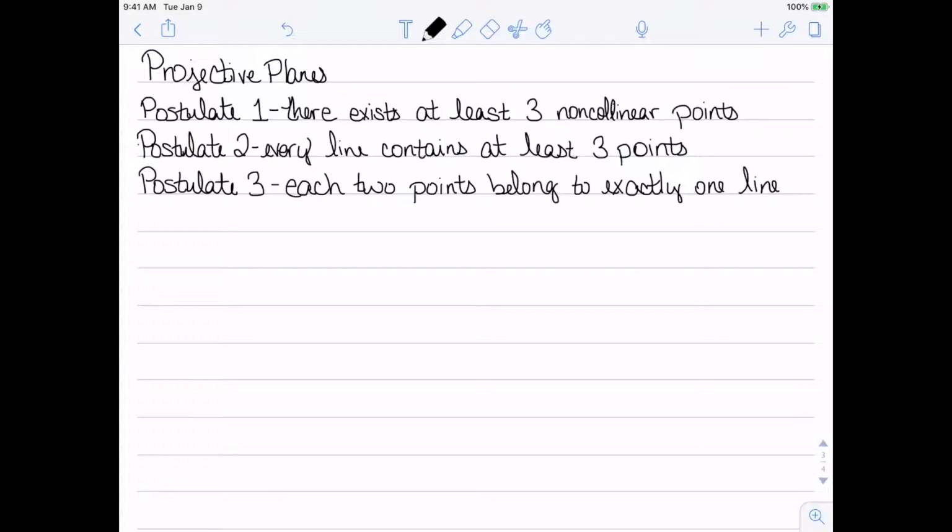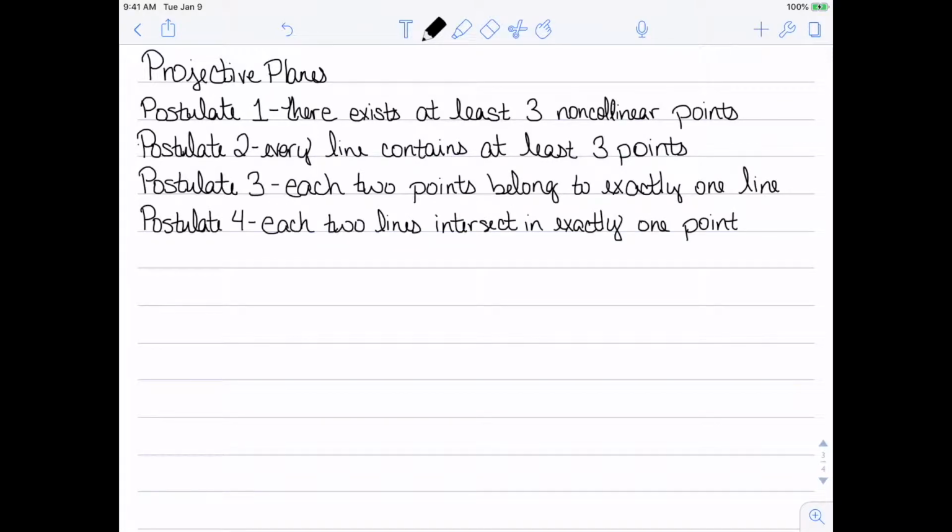Postulate 3, each 2 points belong to exactly 1 line. This means if 2 lines intersect, they can only do so at 1 point. I can't have a line that passes through ABC and another line that passes through ABD, since those would intersect at 2 points. And then finally, postulate 4, each 2 lines intersect in exactly 1 point, so every single pair of lines has to intersect. And if you satisfy all 4 of these, then you would be a projective plane. And the smallest possible projective plane that exists is Fano's geometry, that 7 point, 7 line geometry that we did.